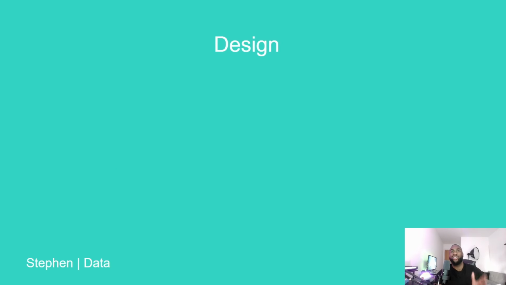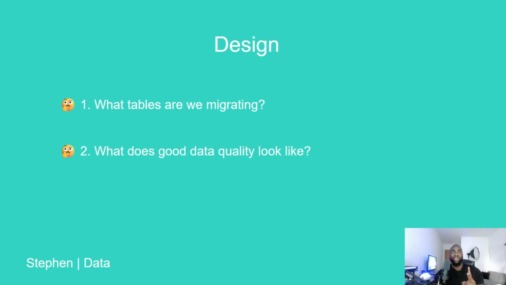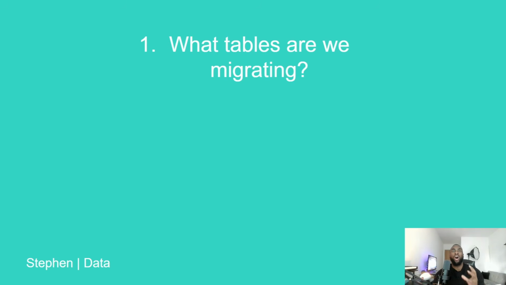But let's quickly get into the fun part. Okay, so let's now move into design. So we need to ask ourselves 3 questions. Number 1, what tables are we migrating? Number 2, what does good data quality look like? Number 3, what does the pipeline look like? So number 1, what tables are we migrating?